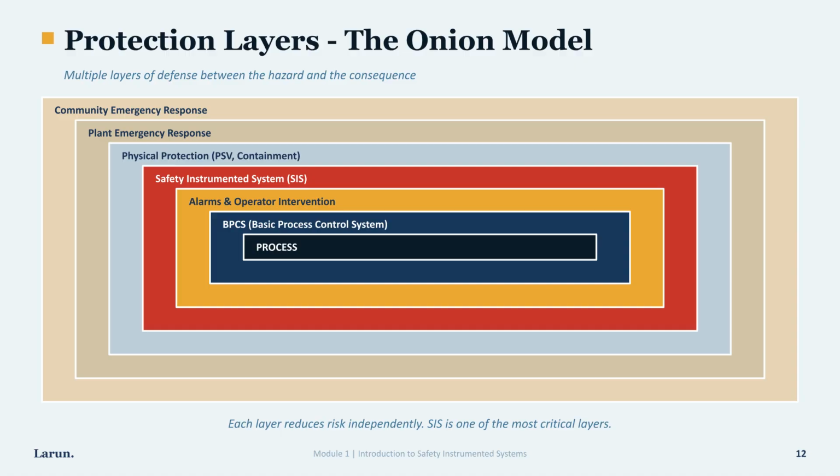Safety relies on protection layers, often called the onion model. Each independent layer provides defense in depth, reducing risk. The SIS is one of the most critical layers, positioned between basic process control and physical protection.